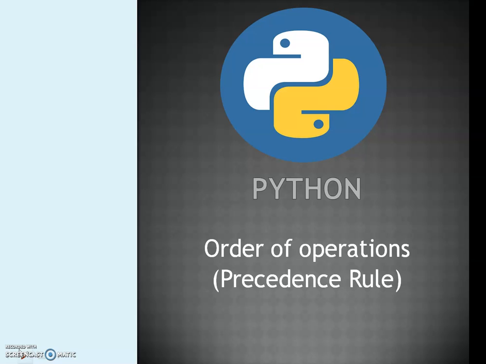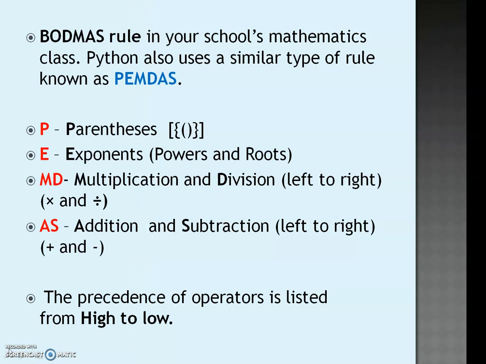Today's topic is order of operations, or the precedence rule, in Python. The concept of precedence of operation is about the kind of BODMAS rule that we have studied in school mathematics. There we have seen BODMAS is nothing but brackets, of, division, multiplication, addition and subtraction. That means the priority starts from brackets, and the last priority is given to subtraction.